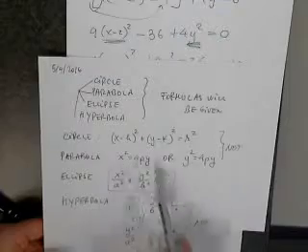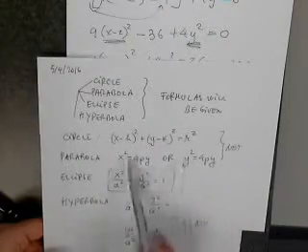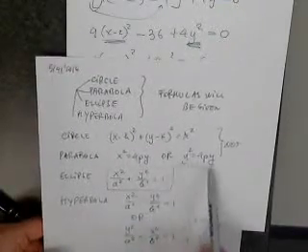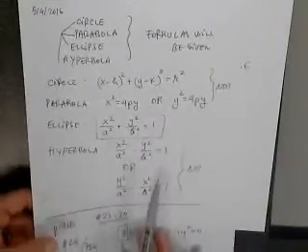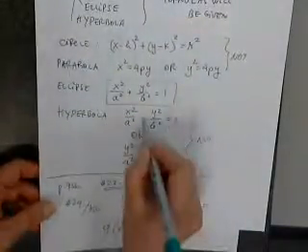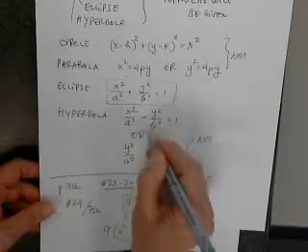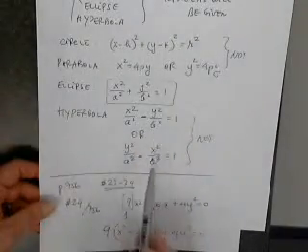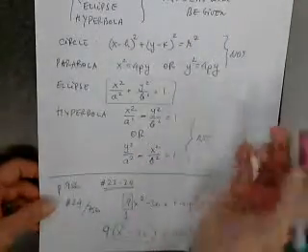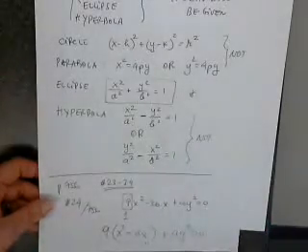It doesn't look like this. It cannot be set up like this as x squared equals 4py or y squared equals 4px. It cannot be a parabola. It cannot be a hyperbola because a hyperbola requires a minus, either in front of y squared or in front of x squared. So that leaves just the ellipse.